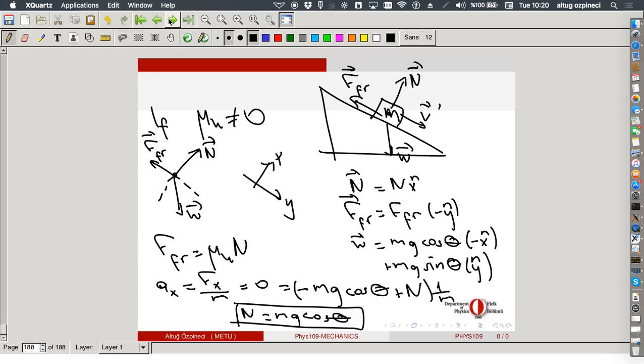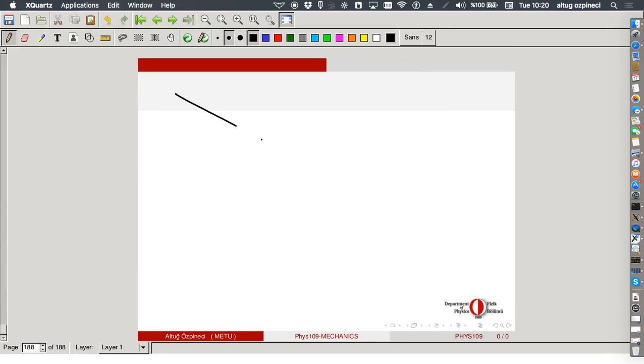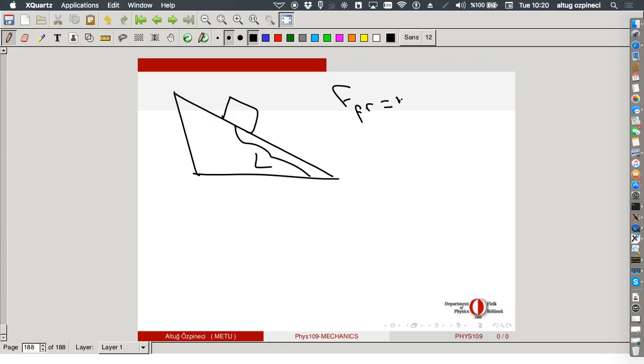So what about the work done by non-conservative forces? So remember, this is our system. We have this inclined plane. This is our mass. So it just slides down a distance L. And we obtain that the magnitude of the friction force is mu k mg cosine theta. The work done by non-conservative forces.